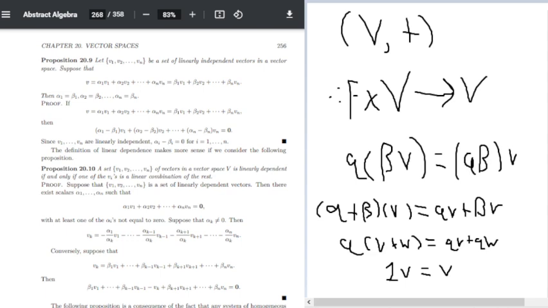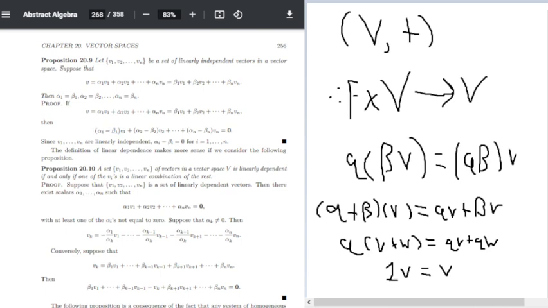Proof. If v equals alpha 1 v1 all the way to the sum of alpha i's vi's, which equals the sum of the beta i's vi's, then (alpha 1 minus beta 1) v1 plus (alpha 2 minus beta 2) v2 plus on and on to plus (alpha n minus beta n) vn equals 0. Since v1 all the way to vn are linearly independent, alpha i minus beta i equals 0 for i equals 1 to n, which implies that alpha i equals beta i.